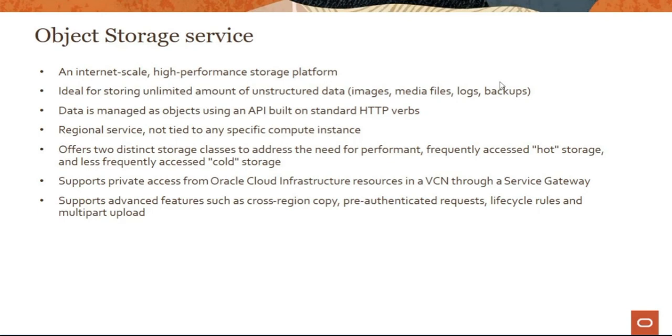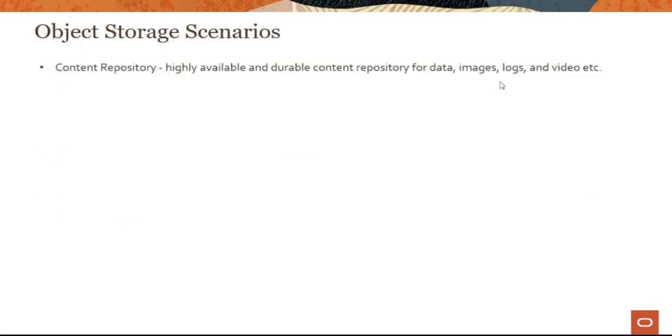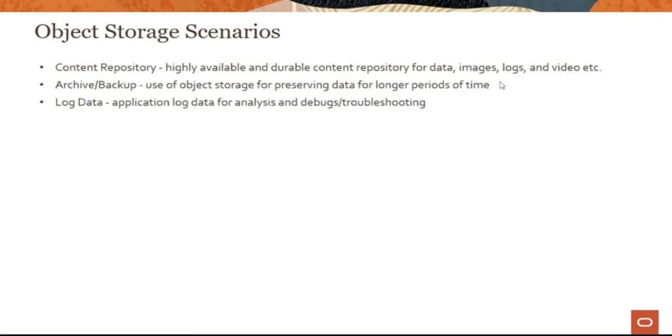OCI Object Storage supports advanced features such as cross-region copy, pre-authenticated request, lifecycle rules, and multi-part upload, and we'll look into each of these in greater detail subsequently. So what are some of the scenarios for object storage? Content repository is a big one, where you want to store a lot of unstructured data, whether it's images, logs, videos, etc. We looked into archive backup. Object storage is often used as a backup location. We saw this in the block volume module, where for block volumes, if you want to do backup, the backup actually is stored in OCI object storage.